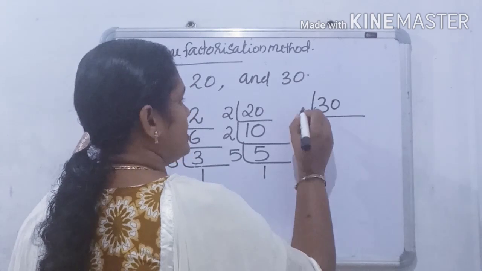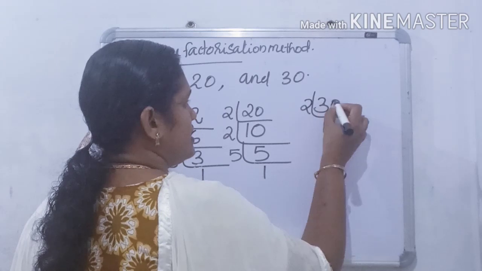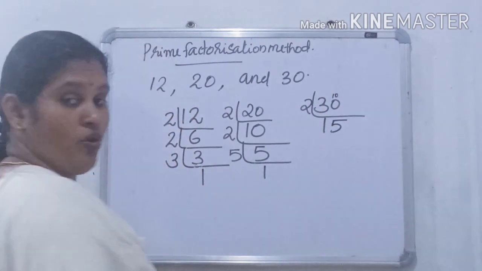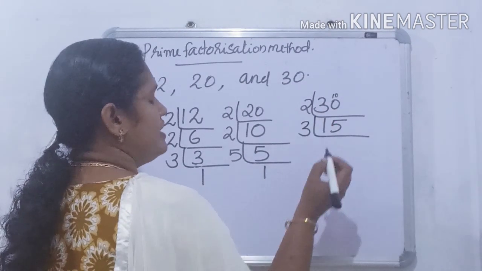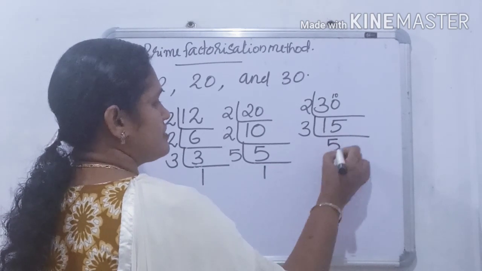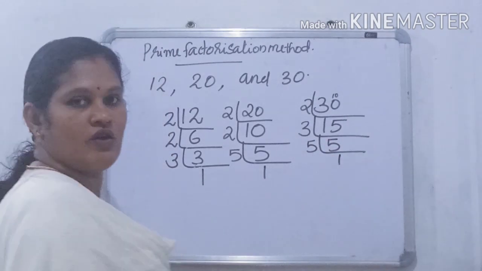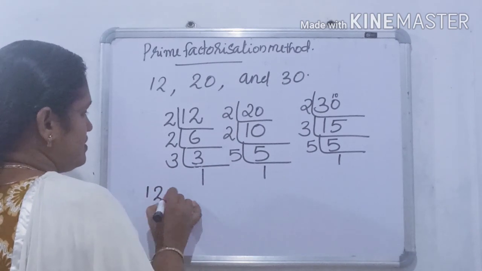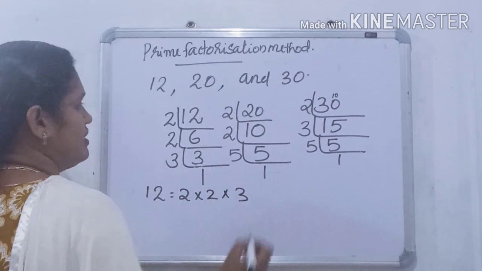30 is an even number, divisible by 2. In 3, 1 time. In 10, 5 times. 5 is an odd number, but it is divisible by 3. We can divide it by 3. How many times 5s are there in 15? 5 times 5, 1. Then 12 equals 2 into 2 into 3.